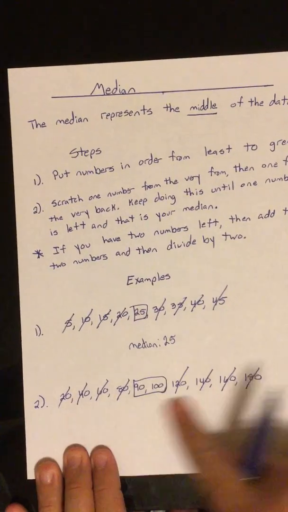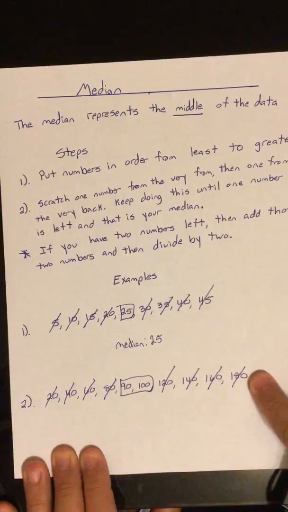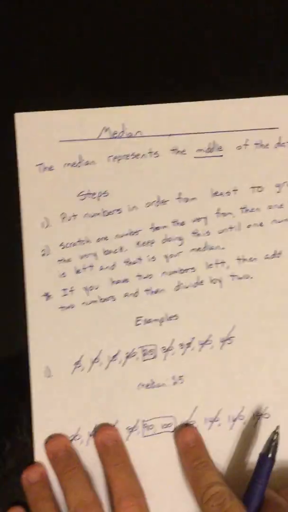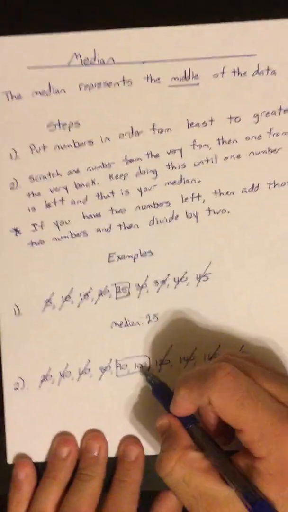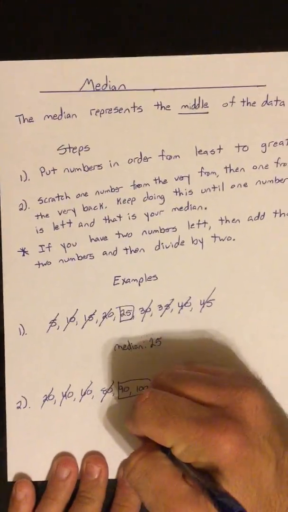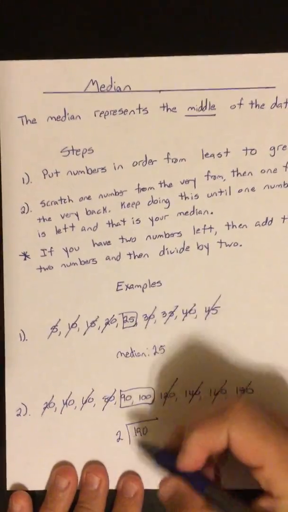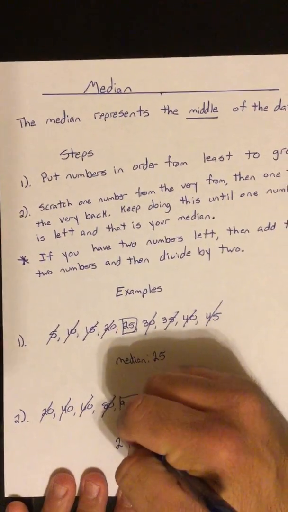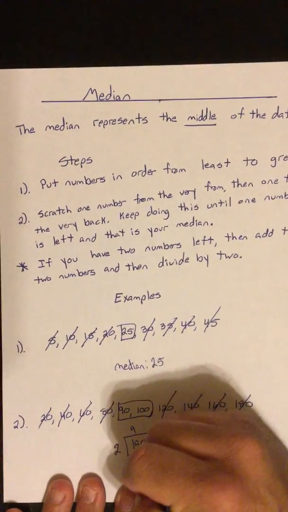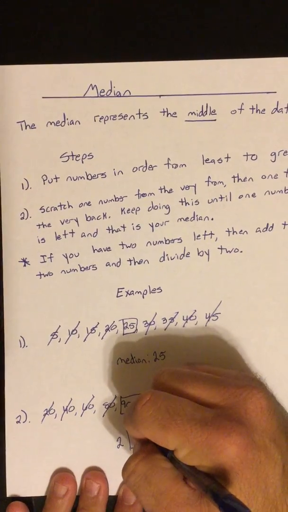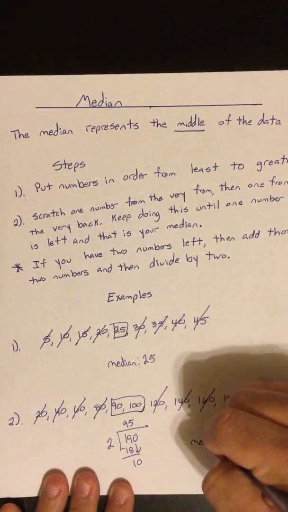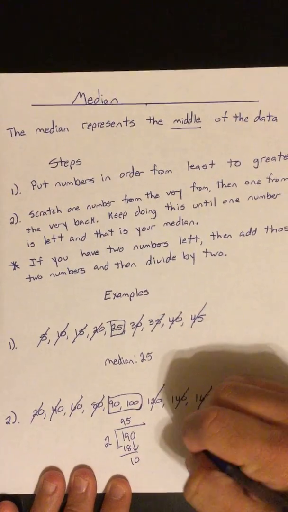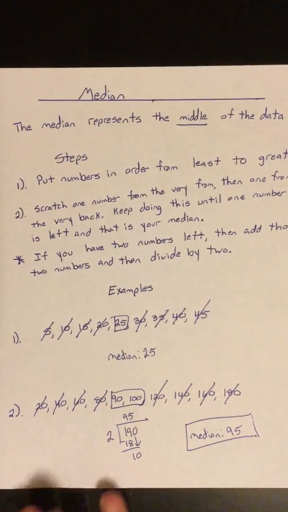Notice I have an even amount of numbers here total. I scratched 4 from the front, 4 from the back. That leaves me with 2. Add those 2 numbers up. So 100 plus 90 is 190. And then divide by 2. 2 can go into 19 9 times. 2 can go into 10 5 times. So the median here is 95.